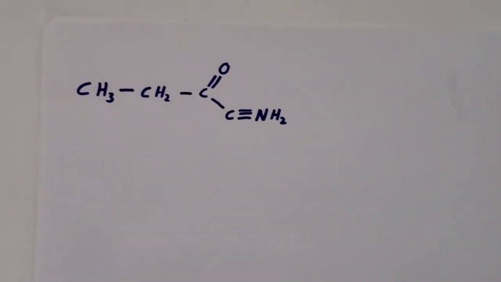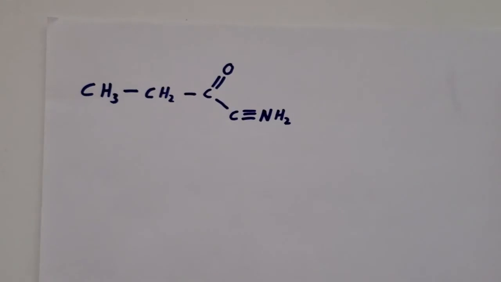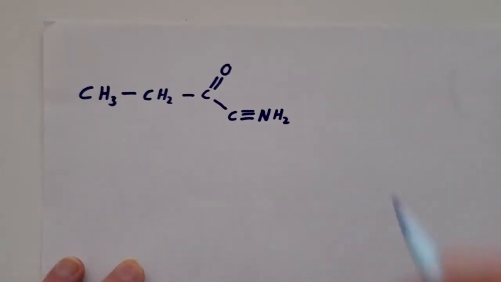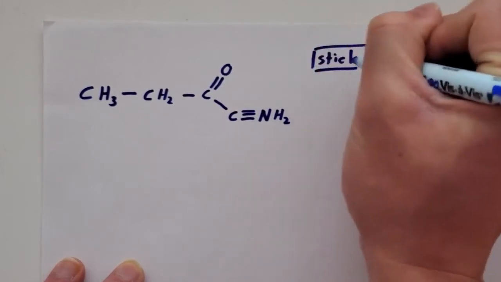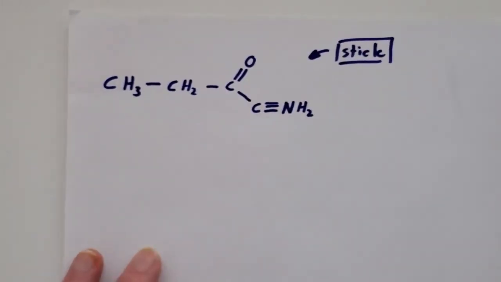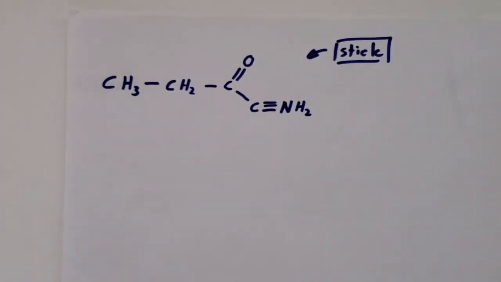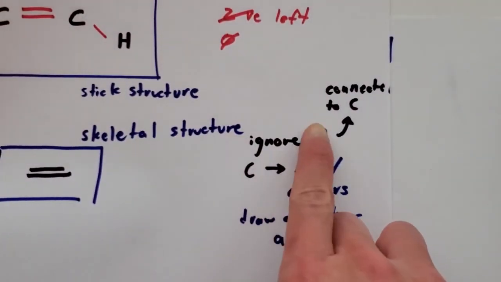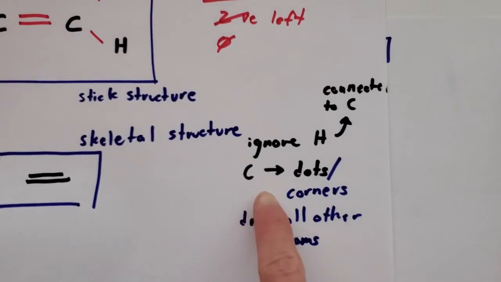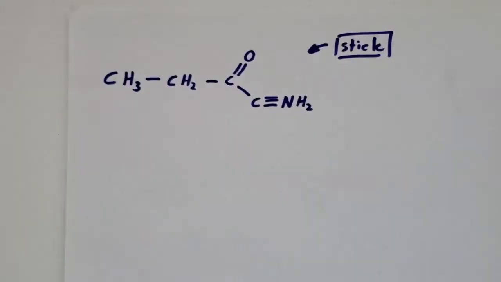Alright, so I drew the stick structure for you guys already, so let me just label that real quick. This is the stick structure. Okay, what we're going to do is practice turning this into the skeletal structure. Okay, so let's go through it. Let's remember our three rules. The three rules are we're going to ignore the H's that are connected to carbon. We're going to turn the carbon into dots or corners. And we're going to draw all the other atoms.